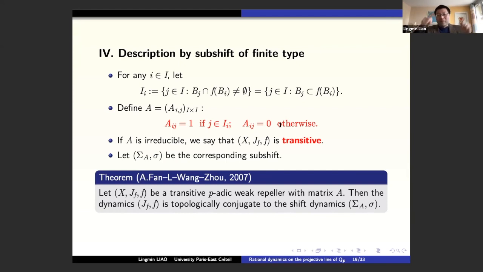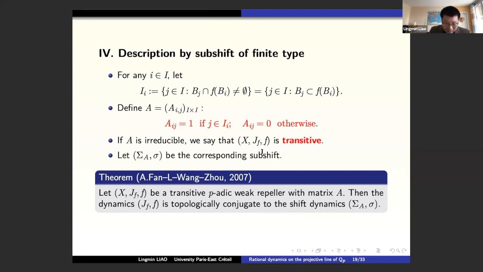If you are more familiar with Markov chains, it's the same thing. You take the states. If one state goes to another, you draw an arrow from there to there, and this arrow defines your transition matrix. It's the same thing like a Markov chain, and here it's the same. If this matrix is irreducible, I call the system transitive. And then I will use the shift.